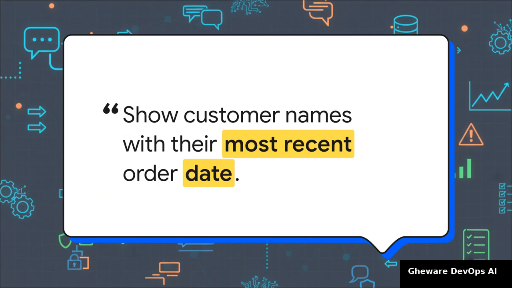Now this question sounds simple enough, right? But if you've ever written SQL, you know this is a classic challenge. To get this answer, you have to combine data from the customers table and the orders table. That requires a join, and often a pretty tricky subquery or a window function just to find the single most recent date for each customer.